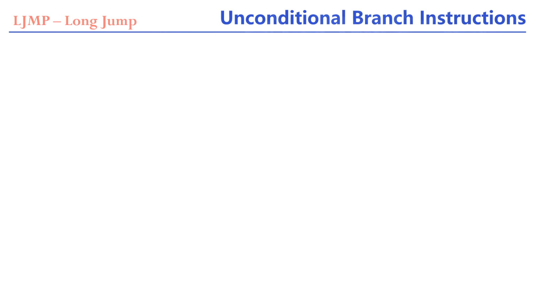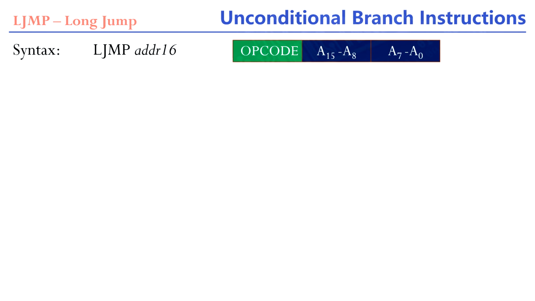So then, long jump, LJMP with a 16-bit address. It is a 3-byte instruction. In this case, the first byte is completely the opcode, the second byte is the higher byte of the destination address, and the lower byte of the destination address is the third byte.